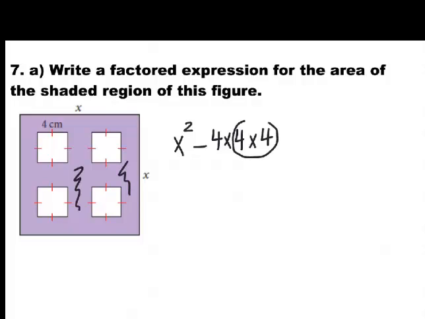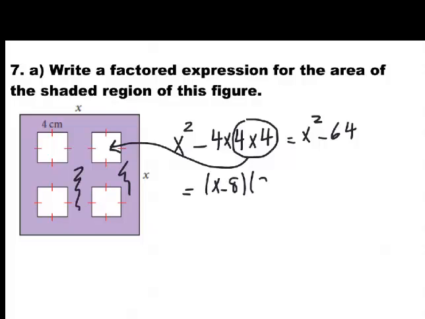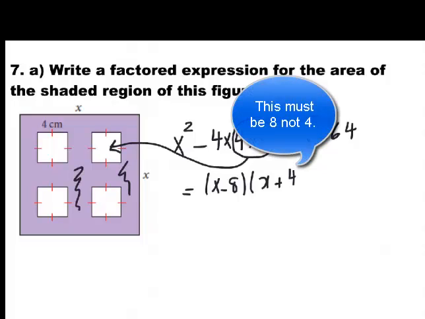This 2 gives you the area of 1 squared. There are 4 of them, so it's going to be 4 times 4 times 4, which is x squared minus 64. Now, to write it as a factored form, I use the difference of squares. The square root of x squared is x, the square root of 64 is 8, so I can write this one as x minus 8 times x plus 8.